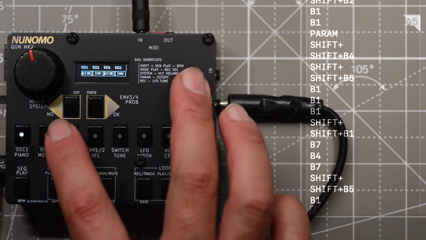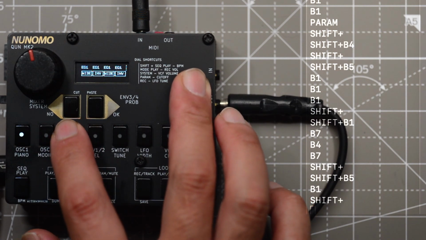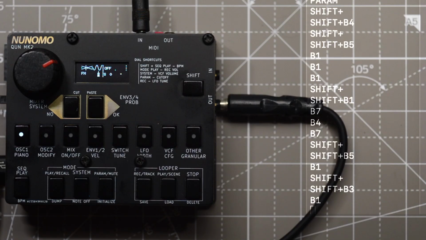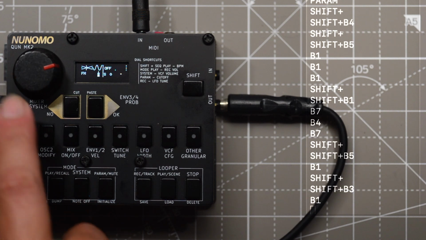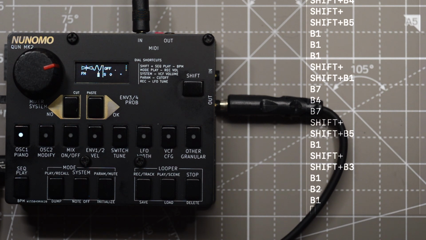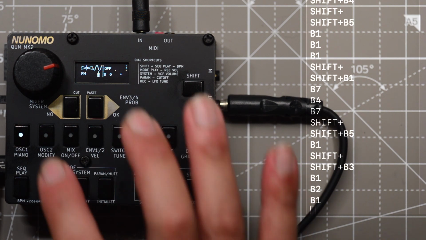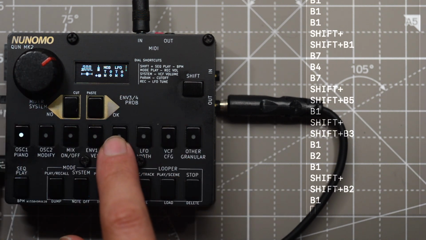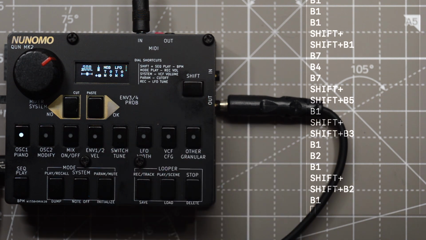After the envelope generator, it goes to a mixer section. Oscillator 1 and oscillator 2 or other voices mix together here. Let me enable oscillator 2 by changing the mix parameter here, so mix is about 50. Maybe I will change the shape of oscillator 2 to square.